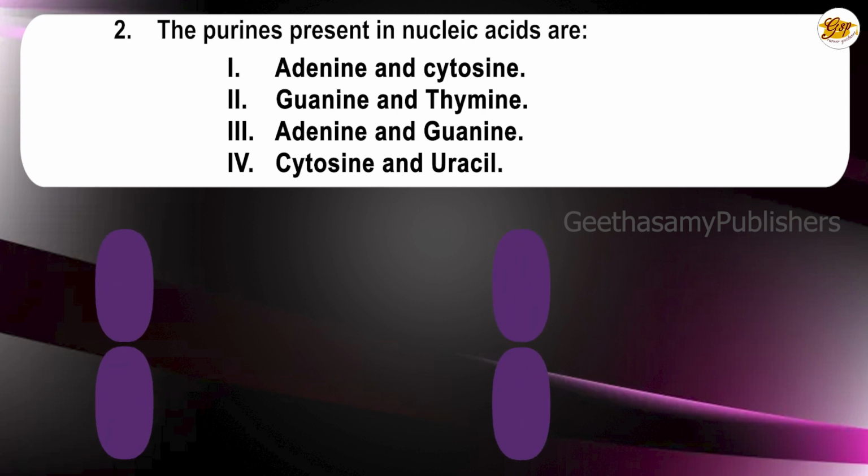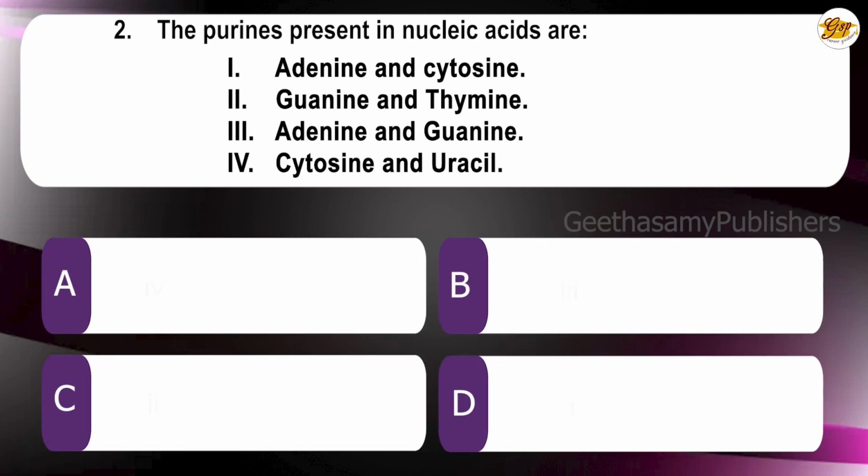Second question. The purines present in nucleic acid are: 1. Adenine and cytosine. 2. Guanine and thymine. 3. Adenine and guanine. 4. Cytosine and uracil. The choices are A. 4, B. 3, C. 2, D. 1. The correct answer is B. 3, that is adenine and guanine.